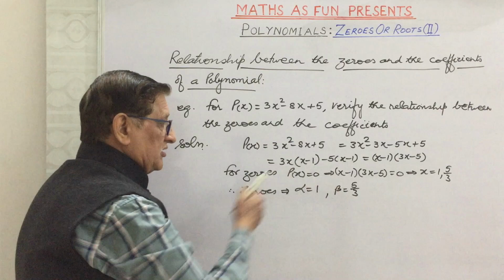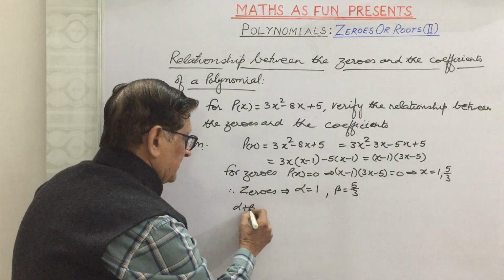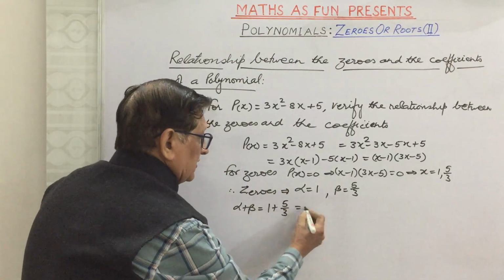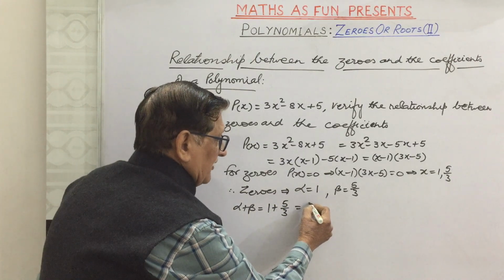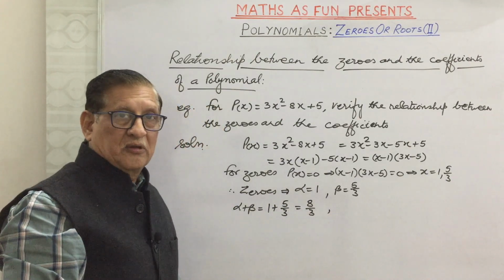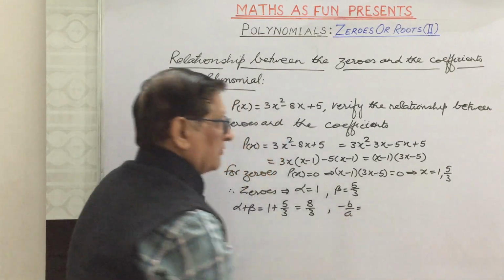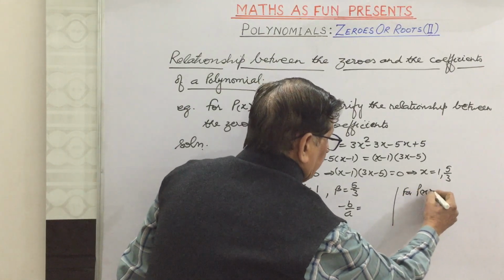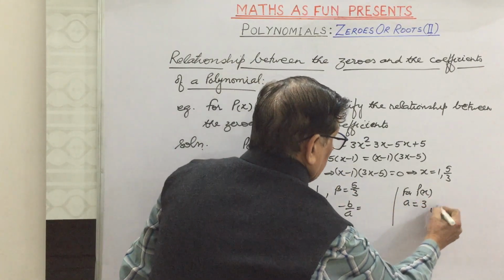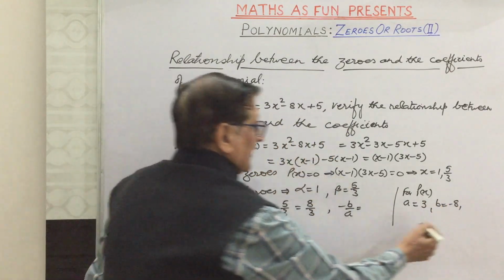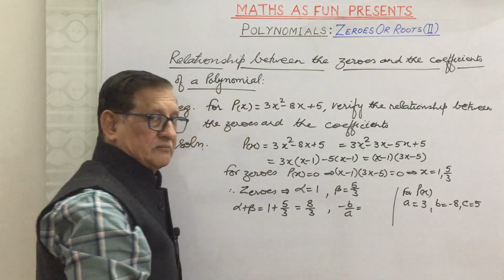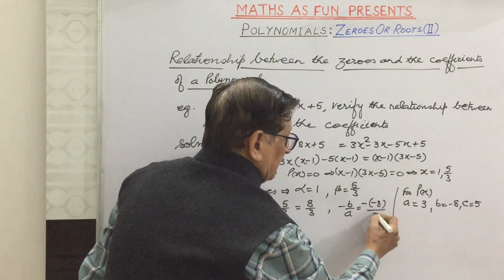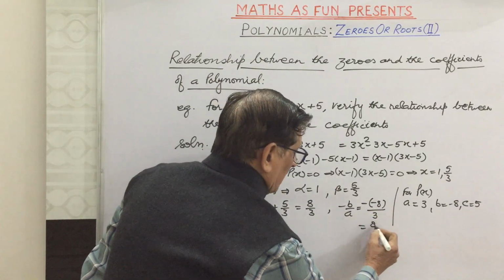Now if we find the sum of these zeros, alpha plus beta, that is 1 plus 5 by 3, taking LCM we are getting 3 plus 5, 8 upon 3. What about minus b upon a? Here in this polynomial we are having for p(x), a is equal to 3, b is equal to minus 8 and c is the constant term, that is 5. It means minus b upon a will be minus of minus 8 upon 3, which is equal to 8 upon 3.